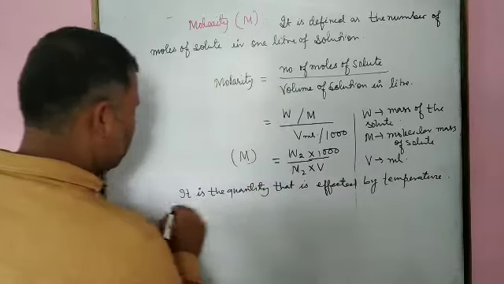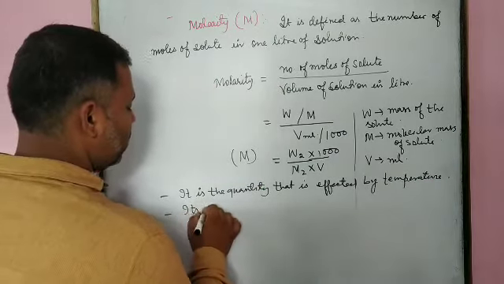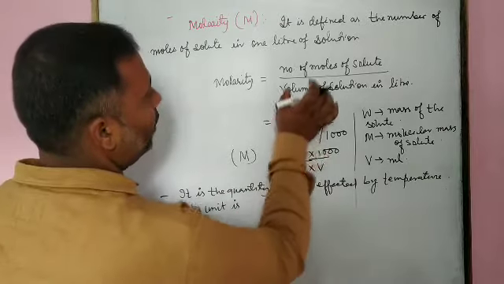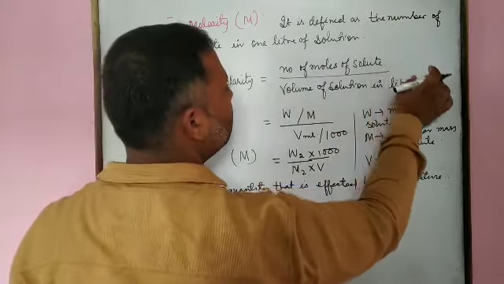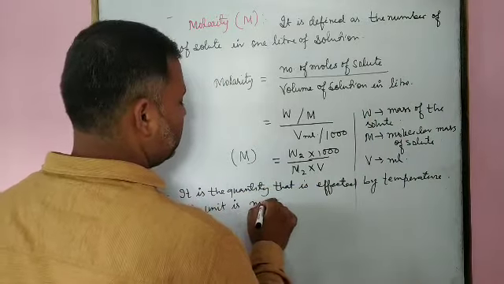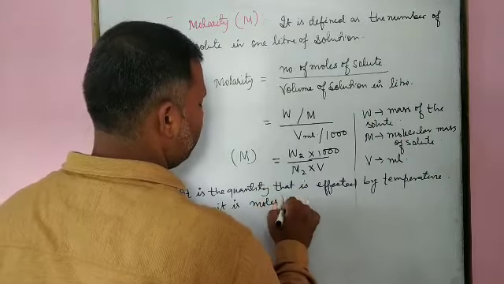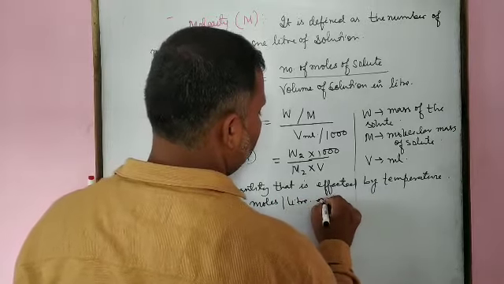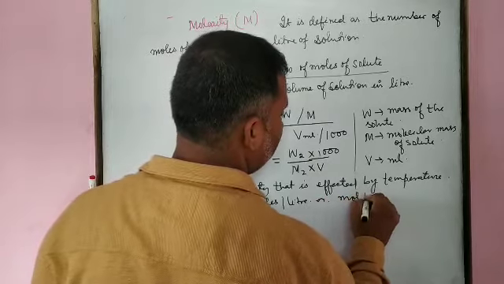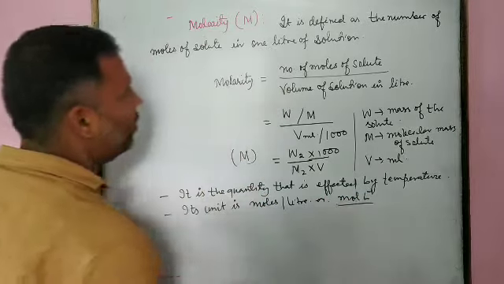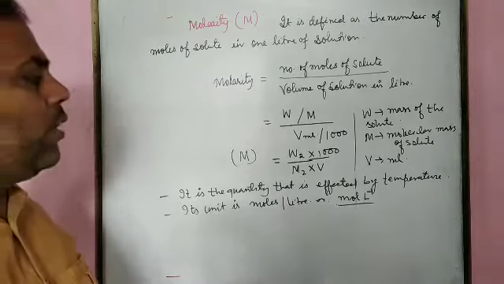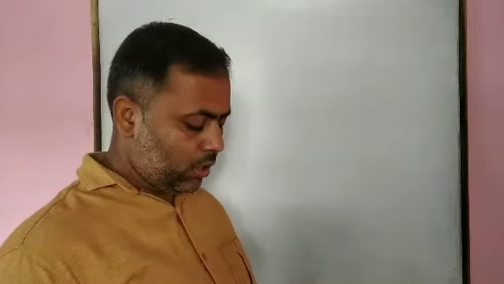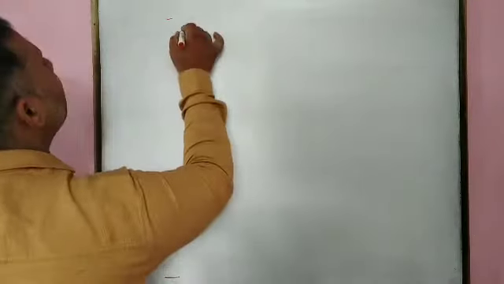What are its units? We have the number of moles per liter, that is moles per liter, or mol L minus 1. This is about the molarity we have studied. We will discuss the next quantity, that is molality.